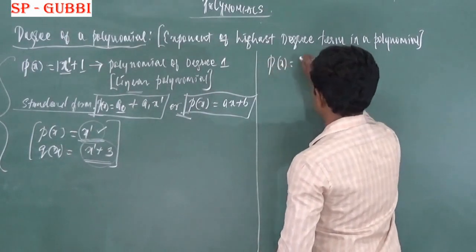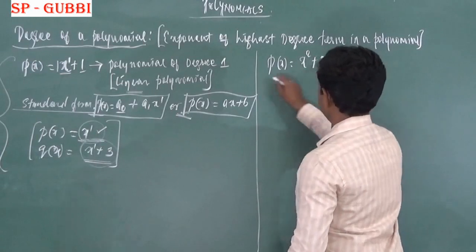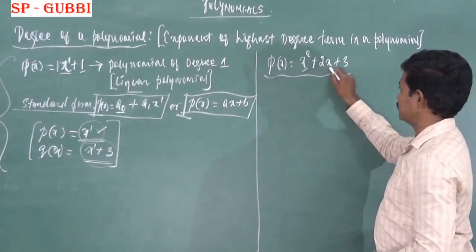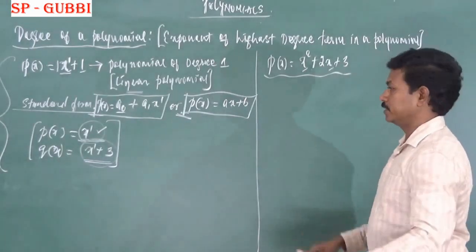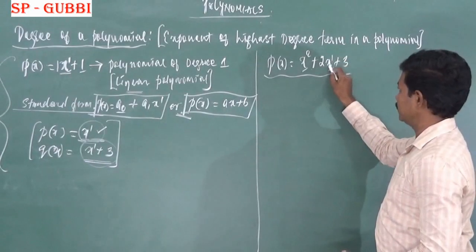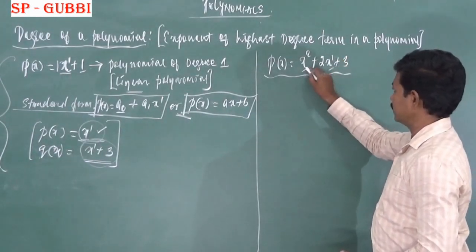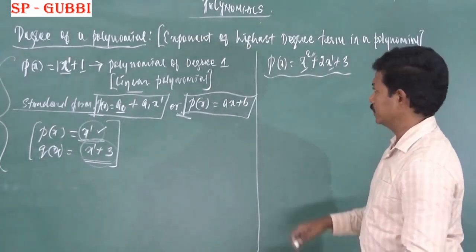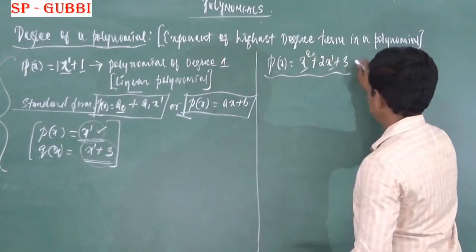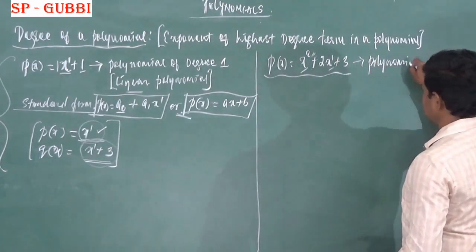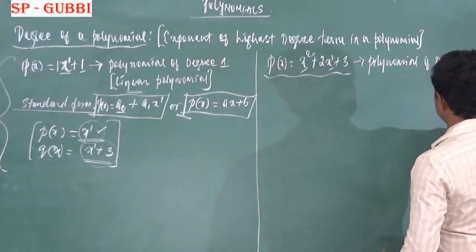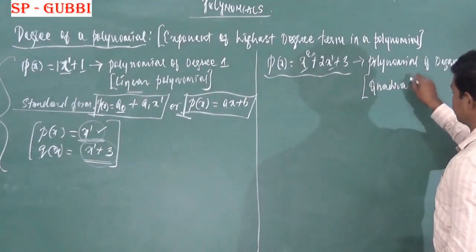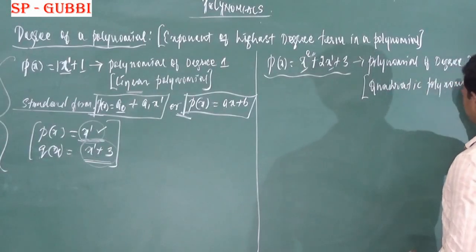Let us consider another polynomial. P of x is equal to x square plus 2x plus 3. So this is another polynomial. Here in this polynomial, there is x, so it's a polynomial in one variable, and the highest value of the exponent of the variable present is, for x we have 1 and for this variable x we have 2. Out of these two we have to consider the highest value. So here the highest power of the variable present is 2, therefore it's a polynomial of degree 2. A polynomial of degree 2 can also be called a quadratic polynomial.